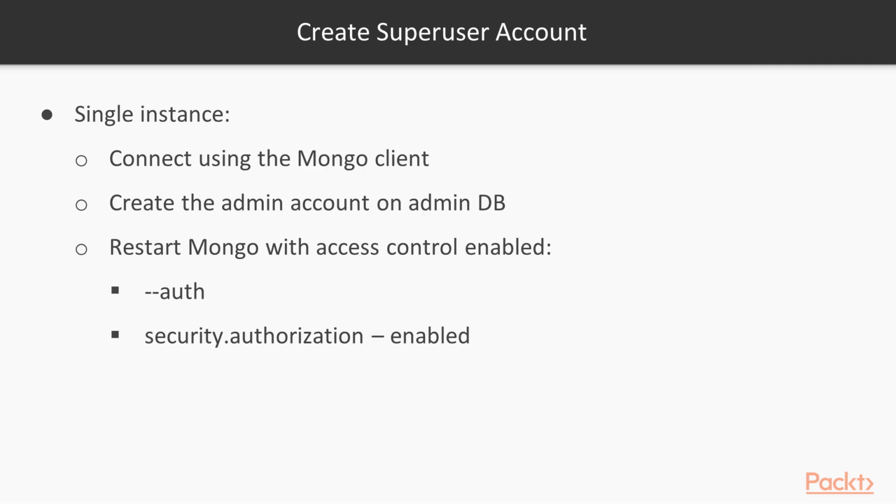You can pass in --auth on the command line. Remember the system.d control files we set up to auto start Mongo? You could put the --auth in there. You could type it in on the command line, or you can set it up so that it's enabled via the configuration file. And I'll show you how to do that as well in the next video.